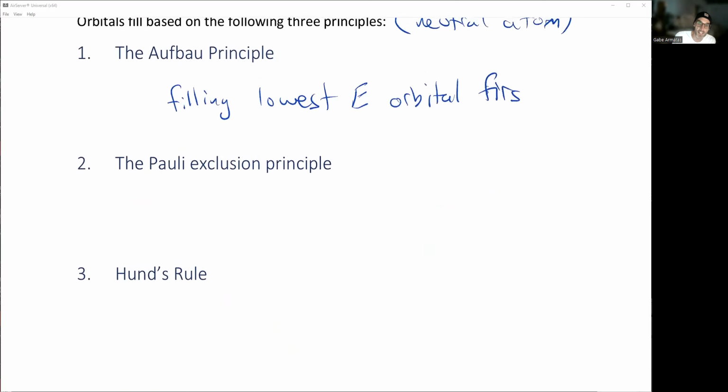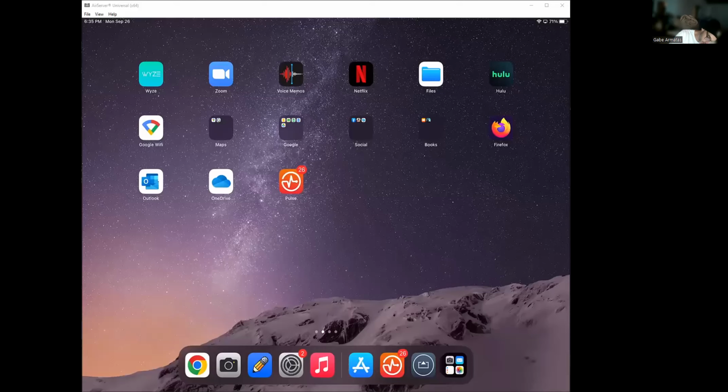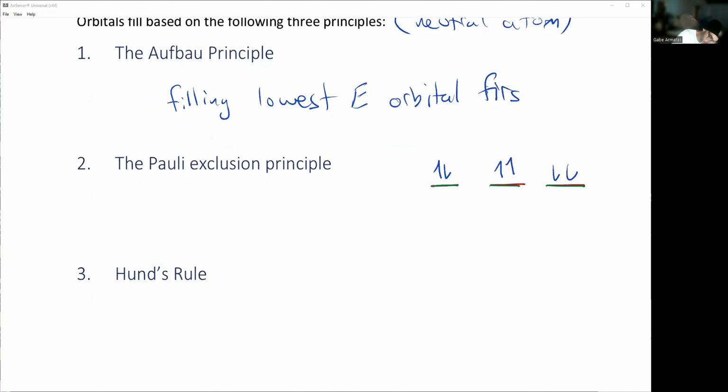Next up, the Pauli exclusion principle. The Pauli exclusion principle is just a simple idea that if I have an orbital, there is only one way that it can actually fill. So I can have 1 spin up, 1 spin down. I cannot have 2 with spin up. I cannot have 2 spin down either. Okay, so that's okay. This is not.